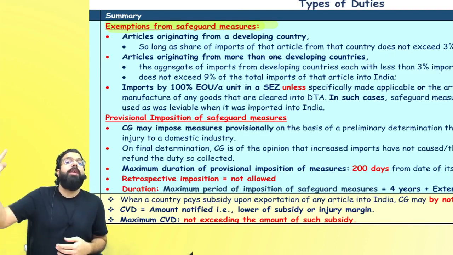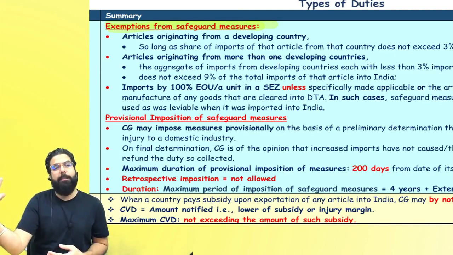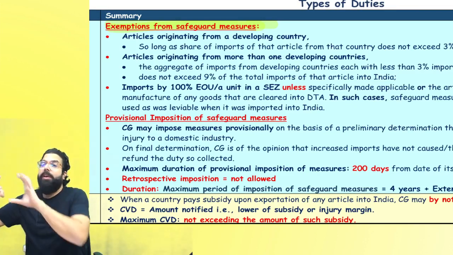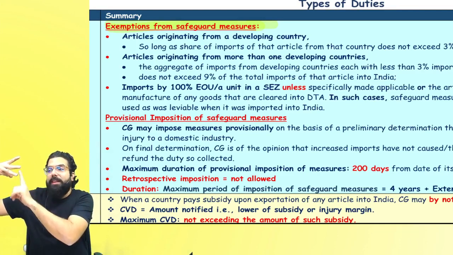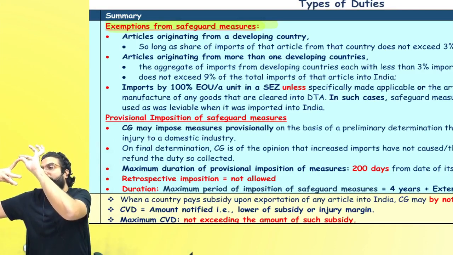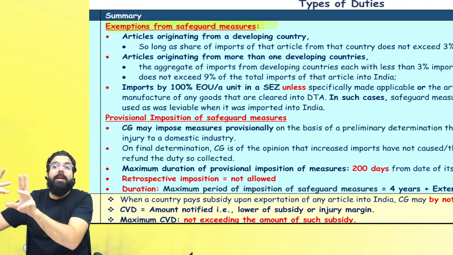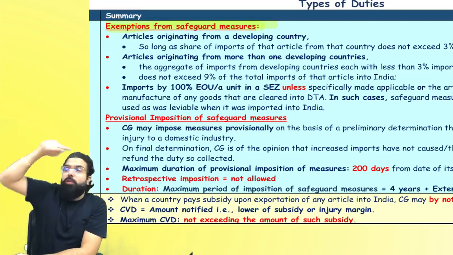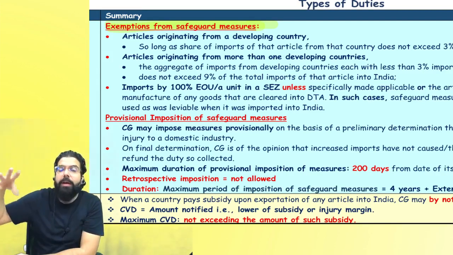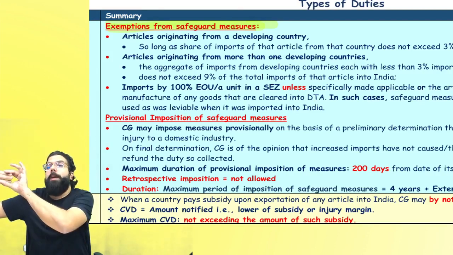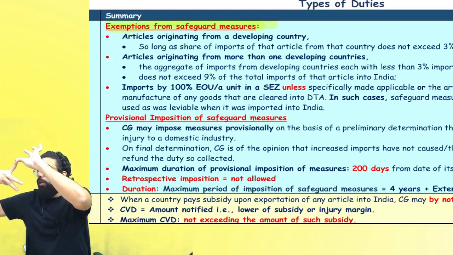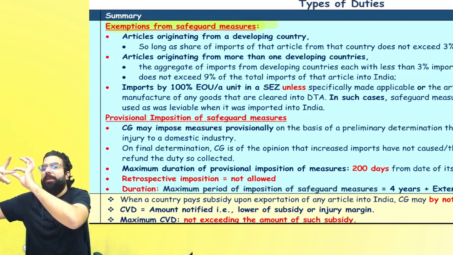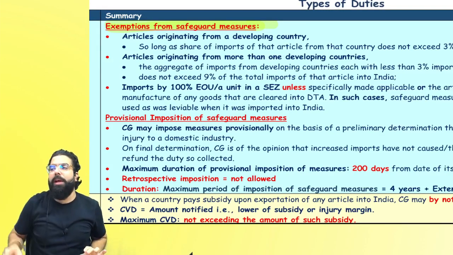Now, if the article is coming from more than one developing country, 3 developing countries for example, then remember, you have to see which countries are less than 3%. Supposing this country is 4%, what will you do? No. Sir, this country is 2%, this country 2%. Take the total, it is only 4%. Both countries' imports will be exempted. Developing plus less than 3% and total should be up to 9%. Remember, less than 3% and total should be up to 9.